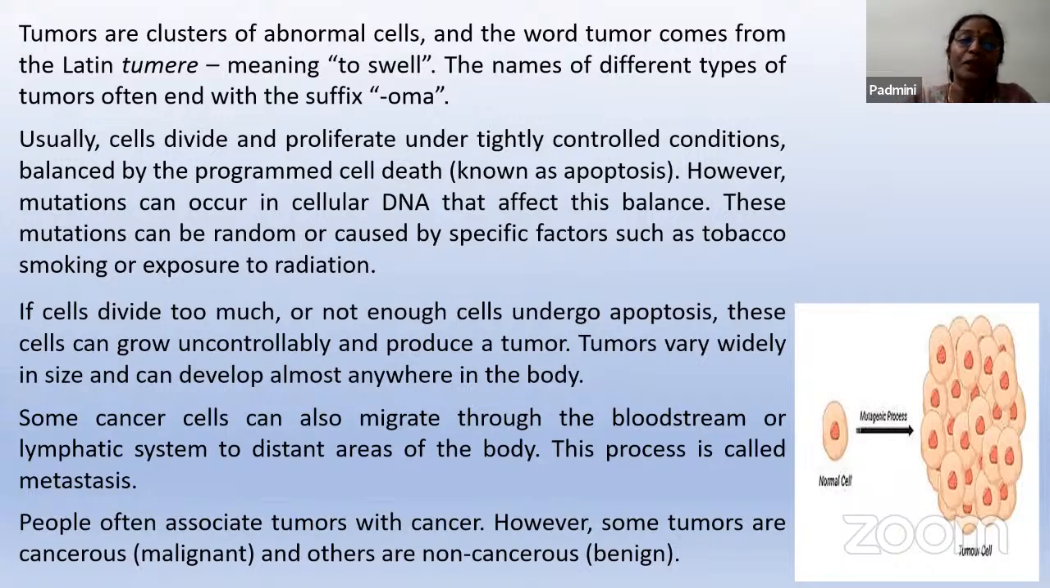However, mutations which occur in the cellular DNA will affect this balance. That leads to stoppage of cell death, and uncontrolled division leads to a large number of cells, which grow in number and swell in size. So tumors can vary widely in size and can develop almost anywhere in the body. Some cancer cells can also migrate through the bloodstream or lymphatic system to distant areas, and this is called metastasis.